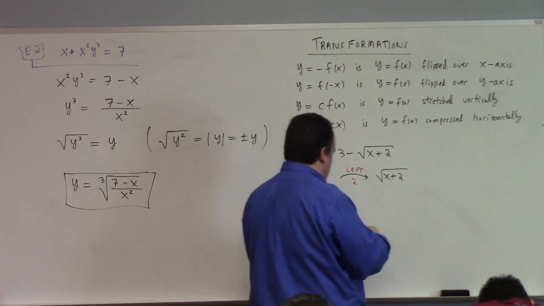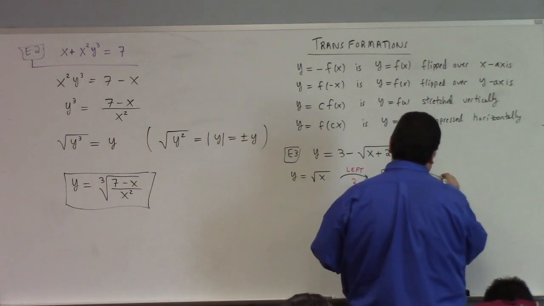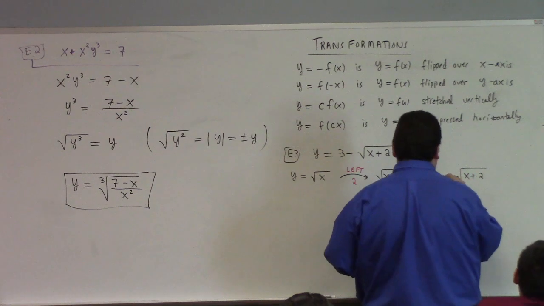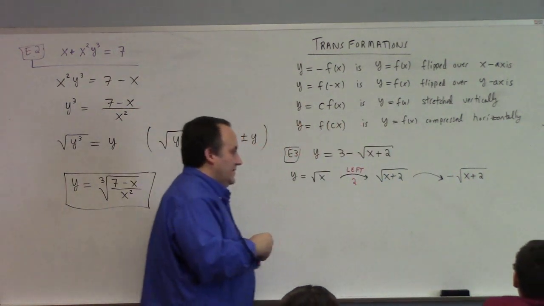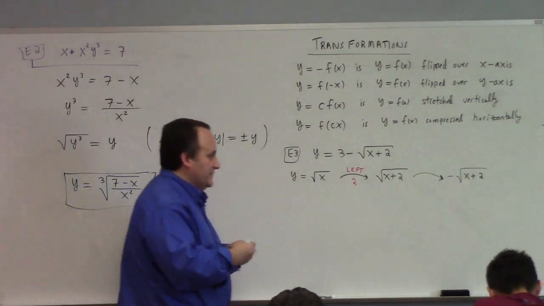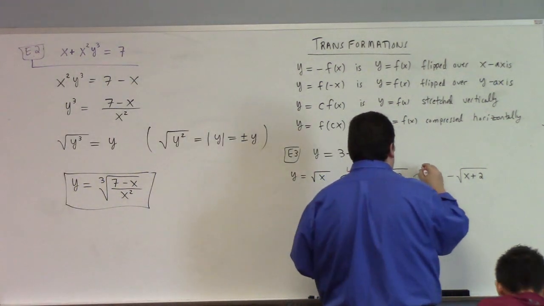And then I can trade that for minus the square root of x plus 2. What is that? That's a new one. That is flip over the x-axis. That's a reflection over the x-axis.